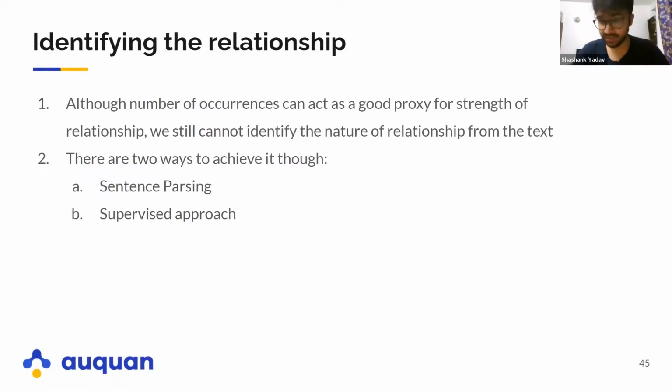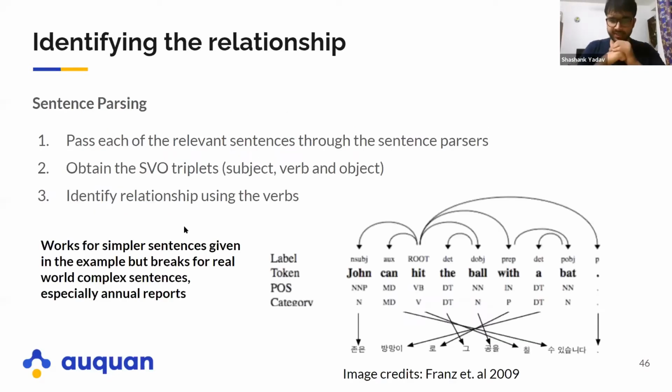So this is what I was just talking about, that number of occurrences can be a proxy for strength of relationship. But yeah, we haven't discussed how we can extract the exact nature of relationship. And by exact nature, I mean whether the other company is a subsidiary, is a business partner, is a competitor, a client, or just any other relationship. We'll not be doing it in detail, but let me just introduce you as to how it is done. There are two major ways. First is sentence parsing, and then there's a supervised approach. Sentence parsing, this is more of a classical approach.